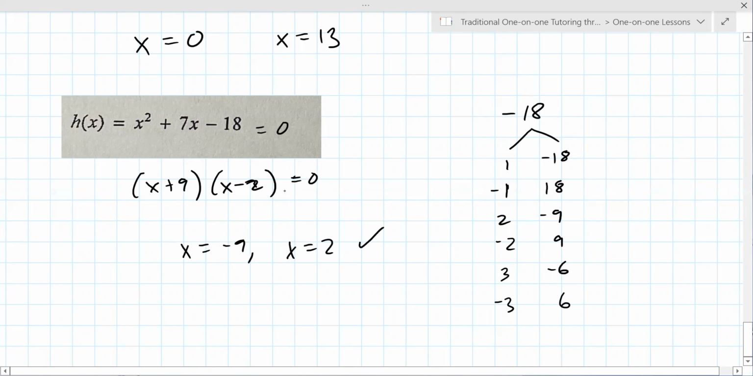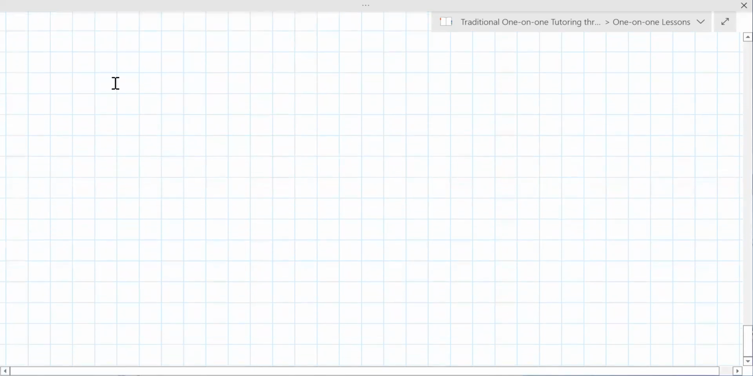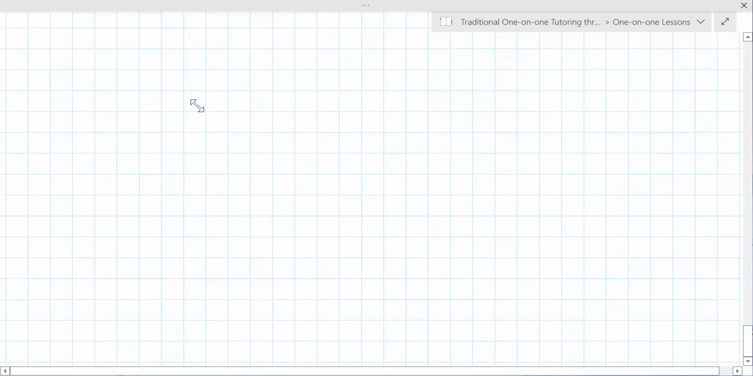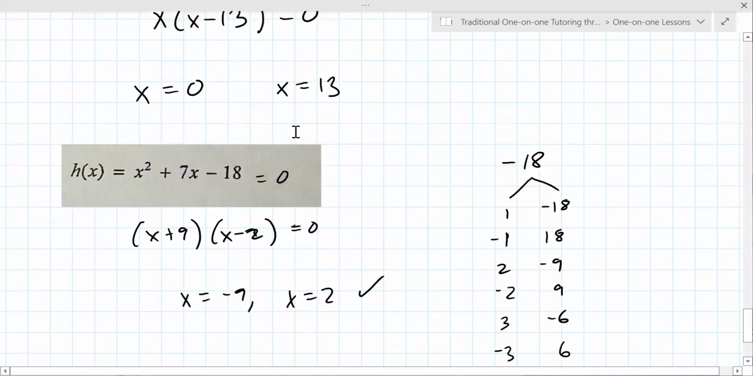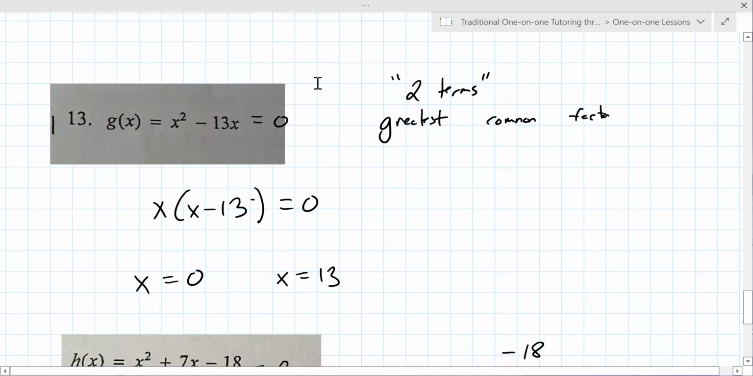Okay, so the 12 is a different type of factoring we haven't talked about. It's called difference of squares. It has a specific form. You notice there's two terms again, but only one of them has a variable in it. So if I go back to the greatest common factor problem, it has two terms, but they both have a variable.